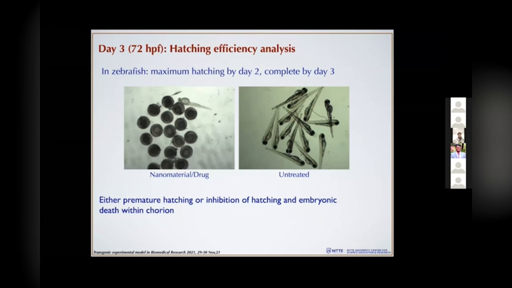Now, the image shown on the left, they are all 3 days old embryos. Almost all of them are inside the chorion. They are not able to come out. But if you see on the right-hand side, all of them have come out. They are all perfect, freely swimming. If such a thing happens, this could also be an indication of a developmental defect, so this can also be included in toxicity studies. Next slide.